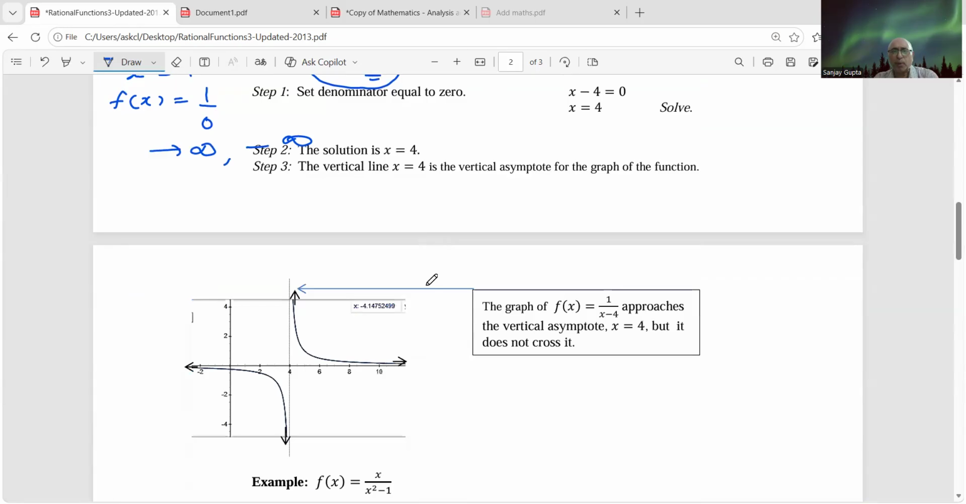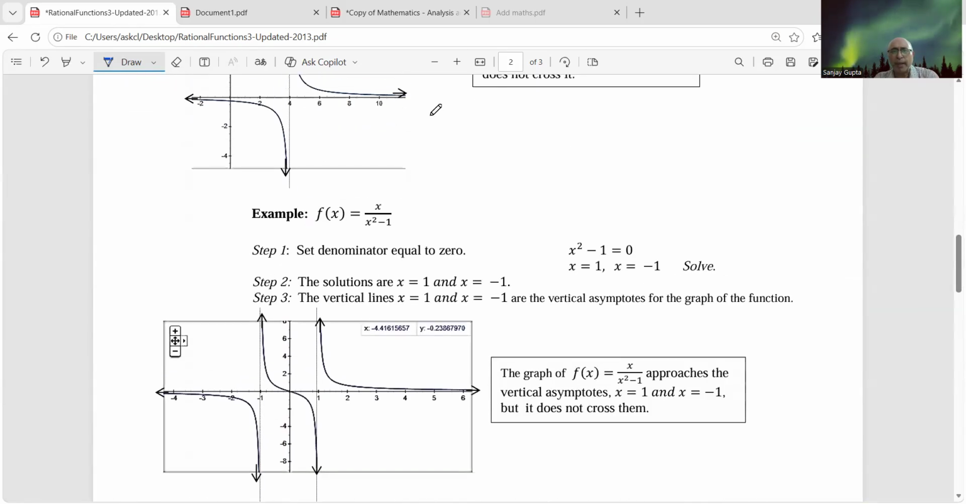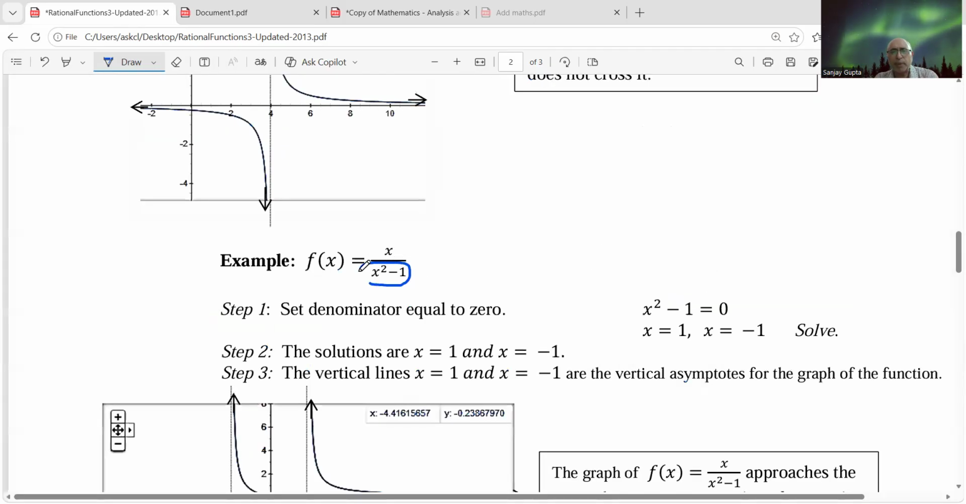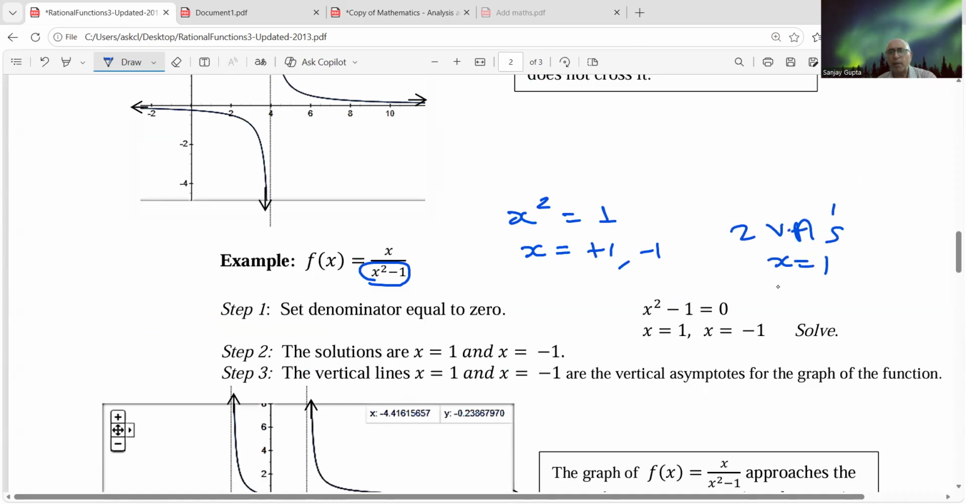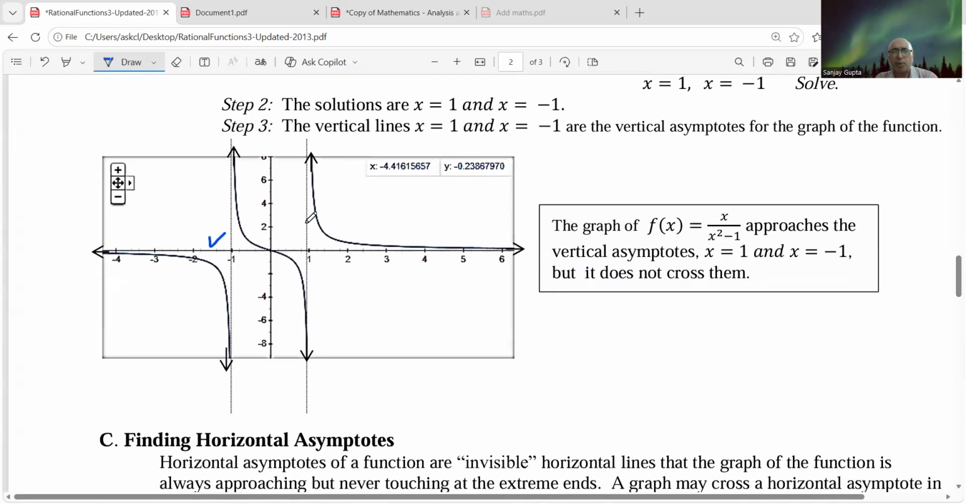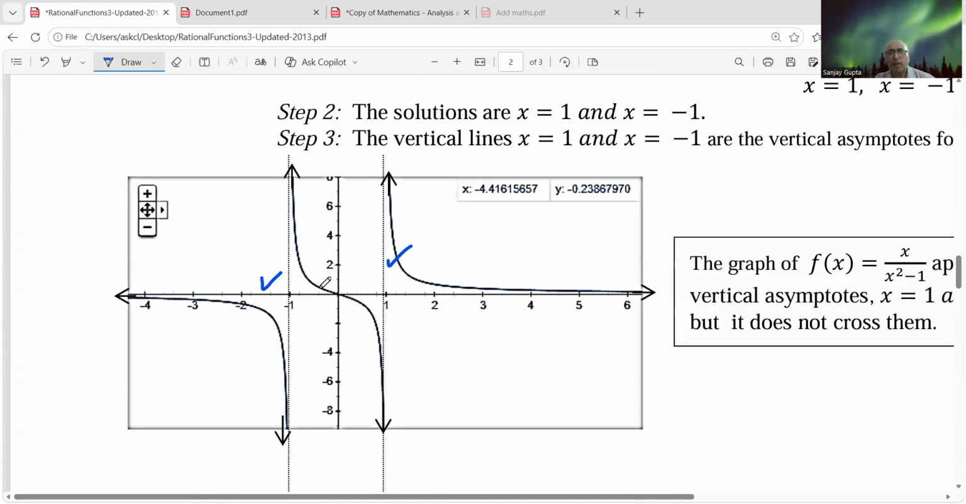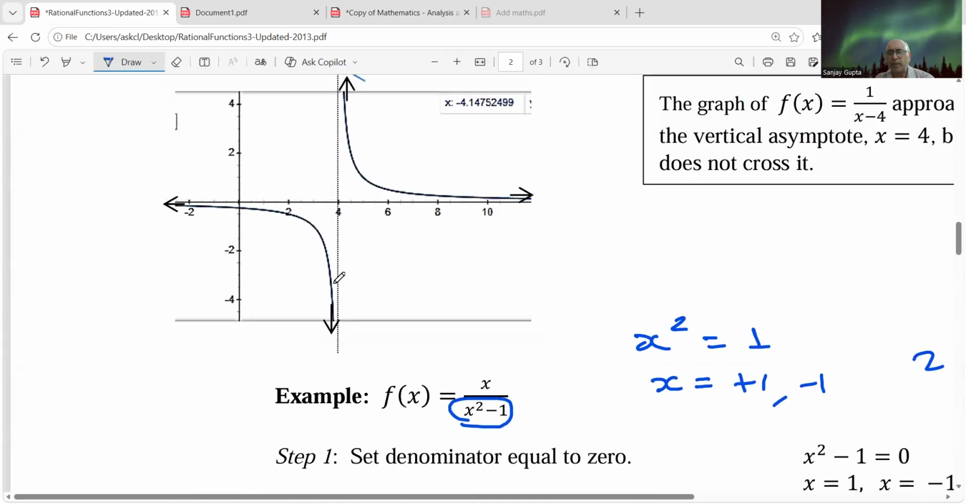If I show you one more question here, let's say x over x squared minus 1. Which are the x values which make the denominator become 0? x squared minus 1 is 0, so x squared is 1, so x has two values, plus 1 or minus 1. Therefore, this graph has two vertical asymptotes, x equal to 1 and x equal to negative 1. You can see that there are two vertical dotted lines, which are the asymptotes here. That is the rule for the vertical asymptotes.